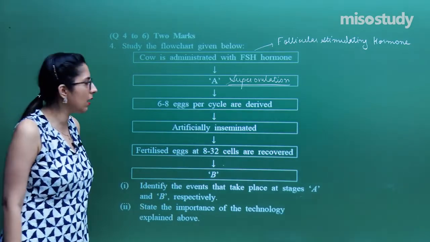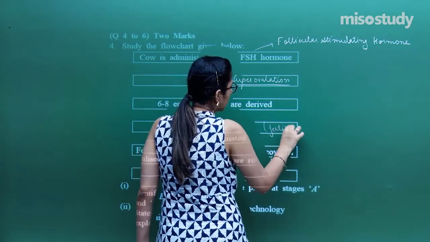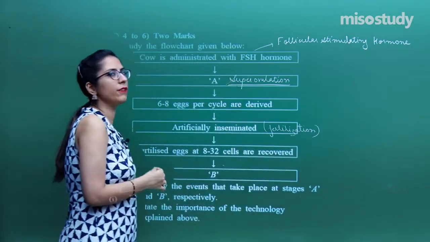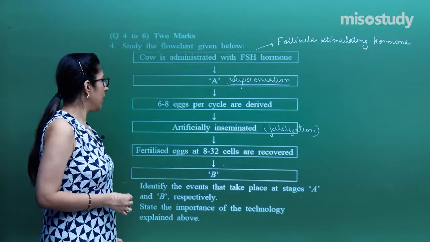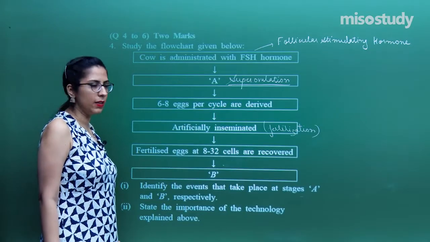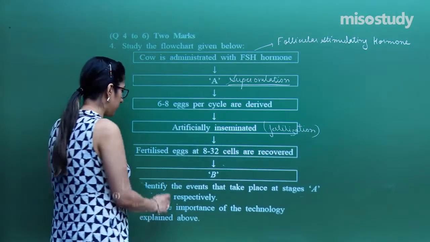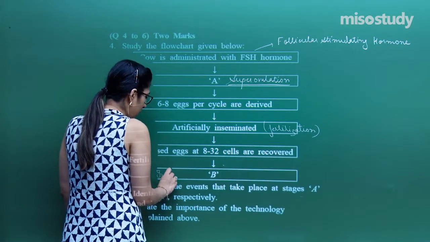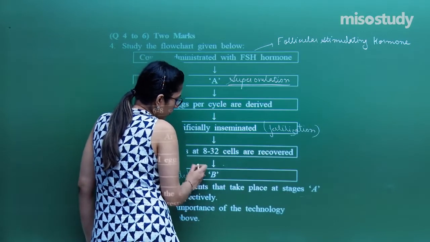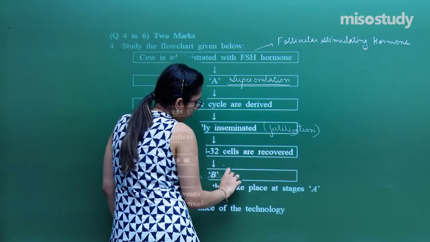So what is happening now? Fertilization. Are you getting what I am trying to say? Artificial insemination means artificial introduction of a male gamete. Fertilized eggs at 8 to 32 cells are recovered, and after that implanted into a surrogate mother.